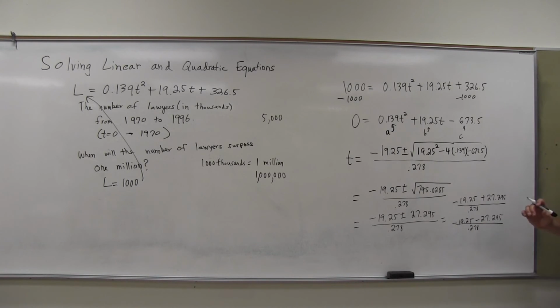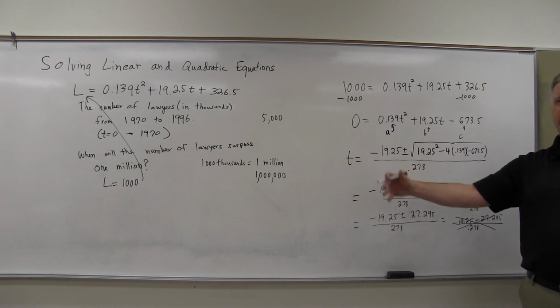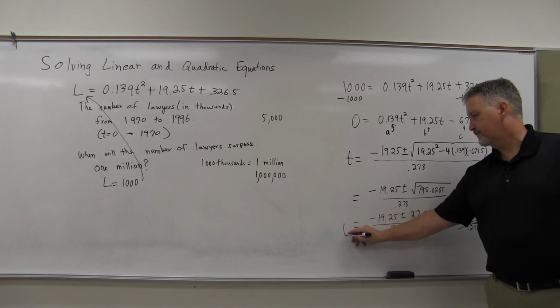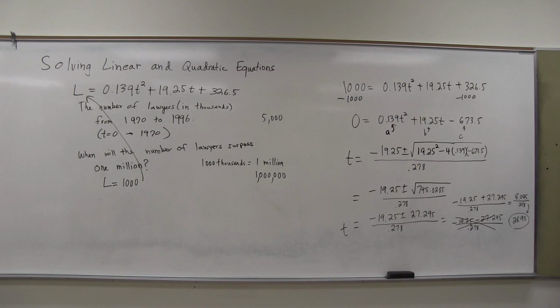One thing I can definitely tell is that the second one is not going to work because it's going to give me a negative answer. You can work it out, but I need the number of years, a positive answer, so it's got to be the first one. Negative 19.25 plus 27.295 is 8.045, and then divide that by 0.278. Let's see where that puts us. 28.93. So T is 28.93.